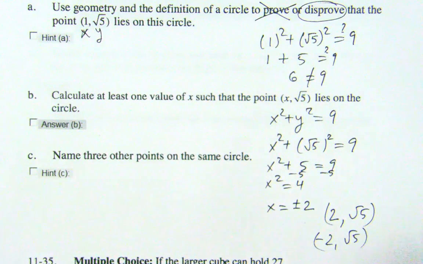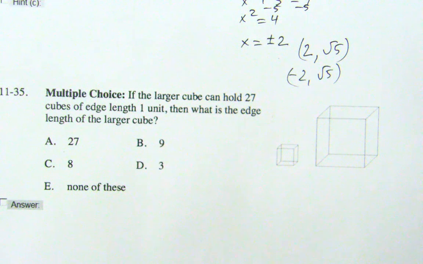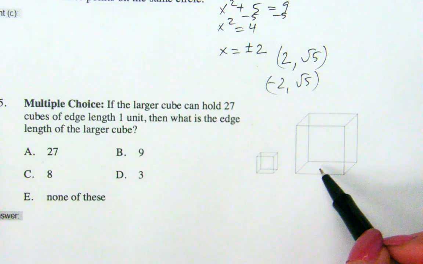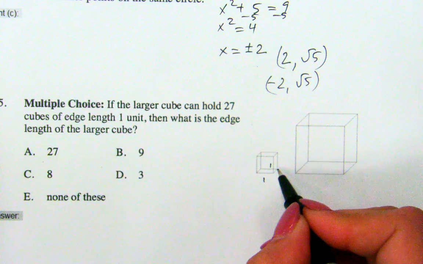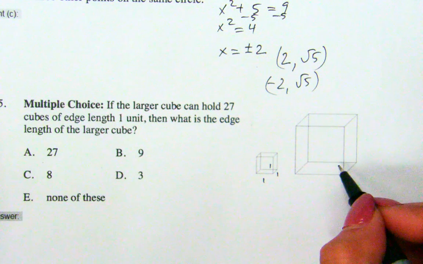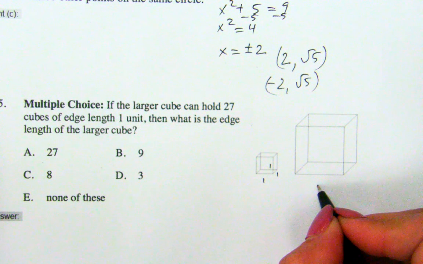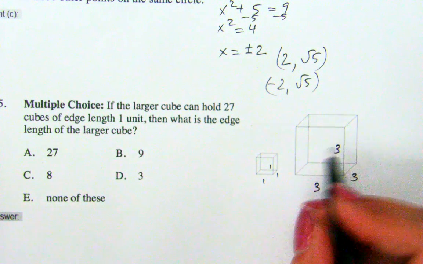Okay, 34 is done. 35. If the larger cube can hold 27 cubes of edge length 1 unit, then what is the edge length of the larger cube? Wait, what? Oh, it's 3, isn't it? So if there's 27 in here, then let's say this is 1 by 1 by 1. This is 1 cube. In order to fit 27 of these guys in here, we should have a 3 by 3 by 3, I think. Yeah, 3 by 3 by 3.